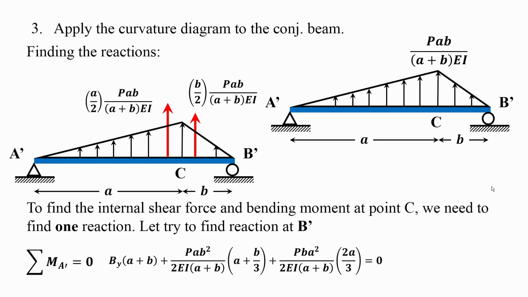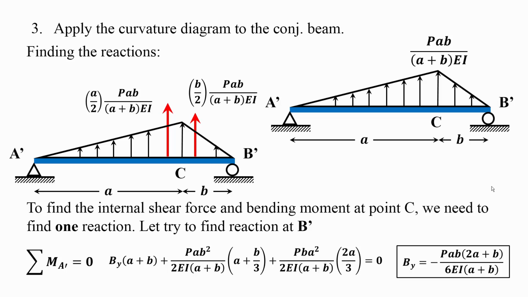So by multiplied, that should be a B prime Y, but you get it. By multiplied by A plus B, plus PAB squared over 2EI multiplied by A plus B, multiplied by the distance A plus B over 3, and again plus this quantity PBA squared over 2EI, A plus B, multiplied by the distance 2A over 3. And if I solve for BY, I'll get this quantity. Now I have BY. Why do I need BY?